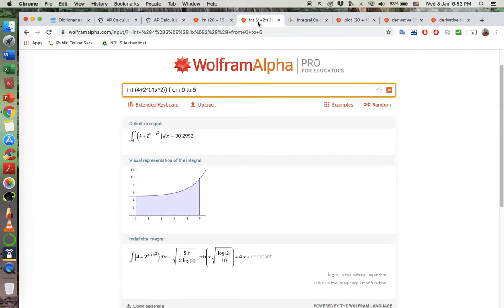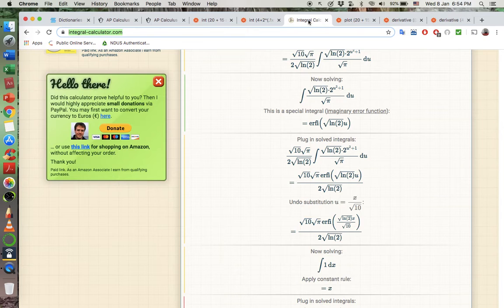So our answer is going to be 30.2952 divided by 5. We can use a calculator here. 30.2952 divided by 5 is 6.059 per hour, or 6 per hour, but we can leave the decimal in there since we're looking for an average per hour.